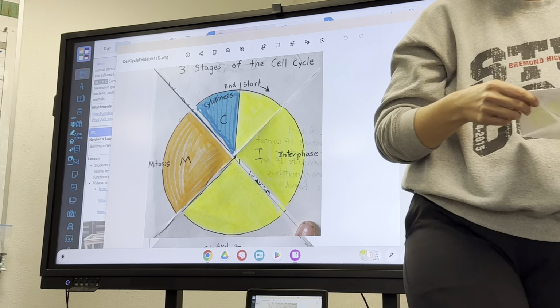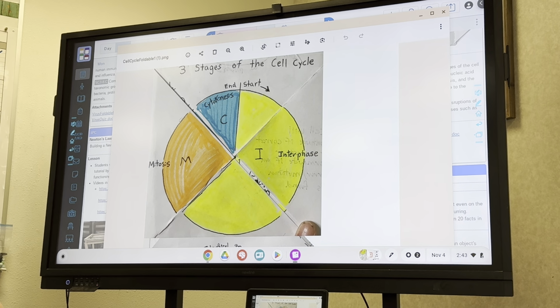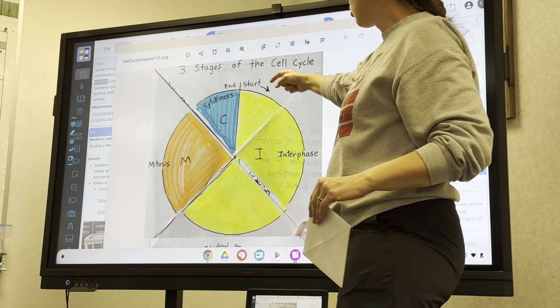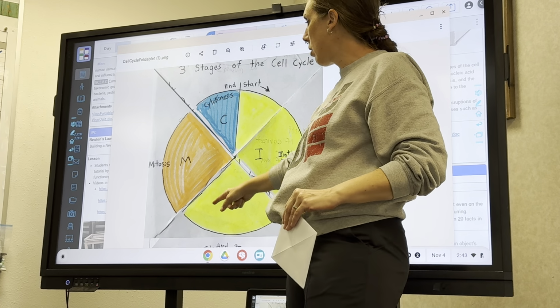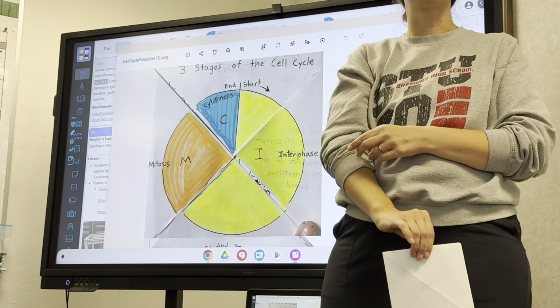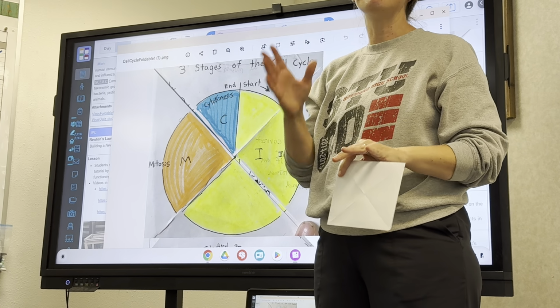Good. Is that a blue highlighter right there? Ariana, you may want to use this one. So we grow, synthesize more DNA, synthesize more DNA, synthesize more DNA, grow. So by the end of interphase, we are ready to divvy all of our stuff and then split.